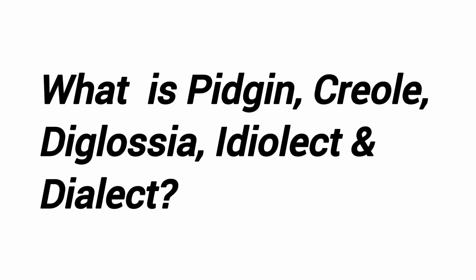Now, next is idiolect. Idiolect is a unique way that each person talks. Everyone has their own special way of speaking using their favorite words and phrases. Diglossia is when people use two different languages or types of language in their daily life. Creole is when people learn a special mixed language as their first language.